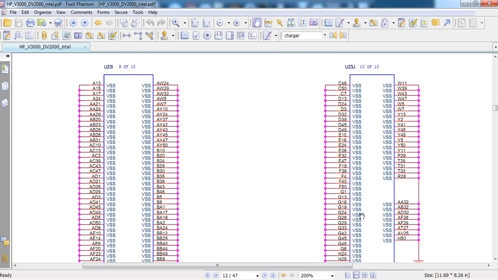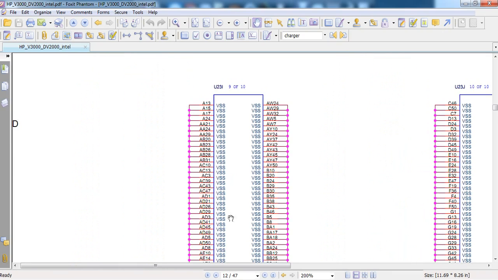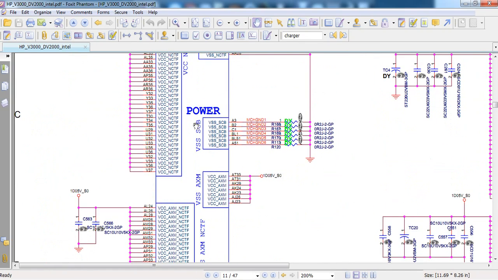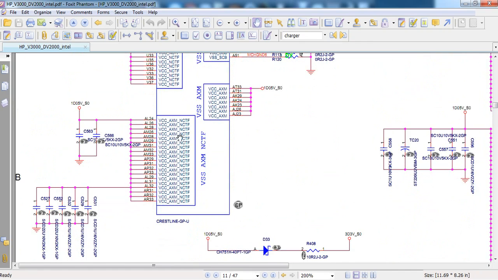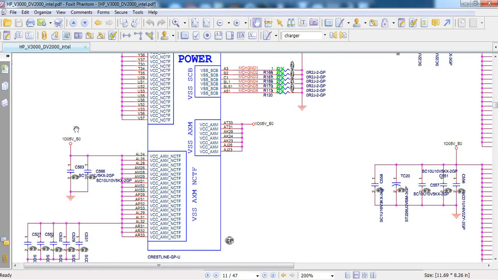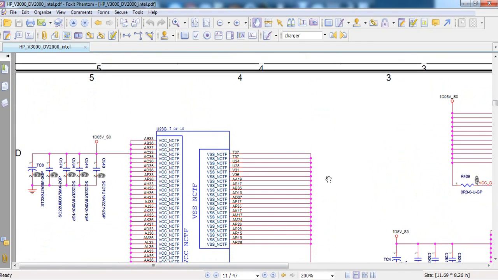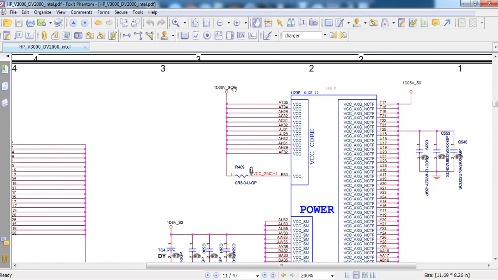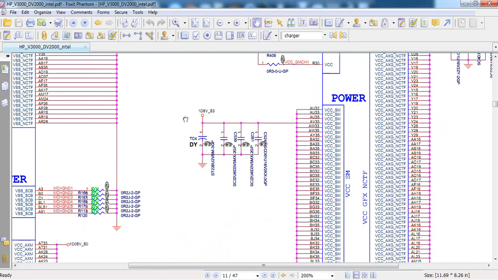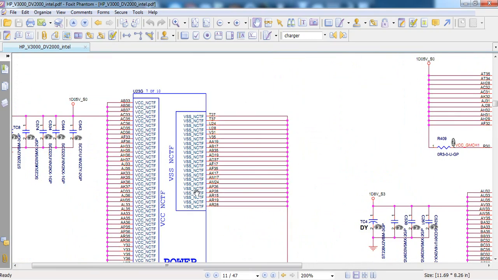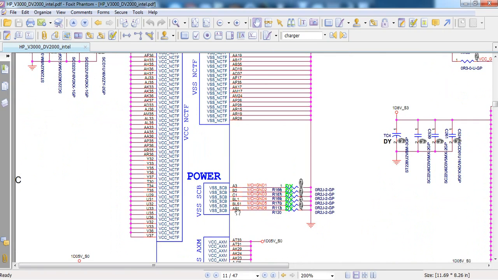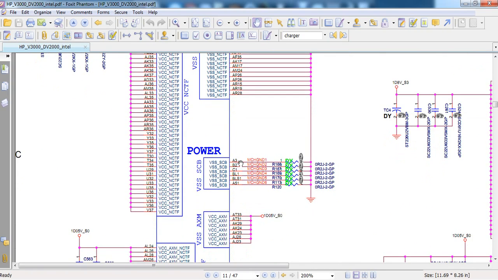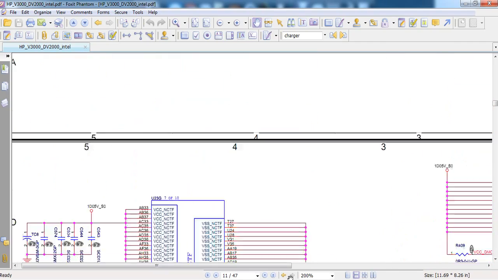All these define the voltages and signals. VSS signals, these are all the signals, and these are all the input voltages. 1.05 volt underscore S0 is the voltage. 1.8 volt underscore S3 is the voltage. And these are all signals. VSS NCTF is a signal. Okay, VSS SCB, these are all signals, not voltages. These are all voltages, input voltages.